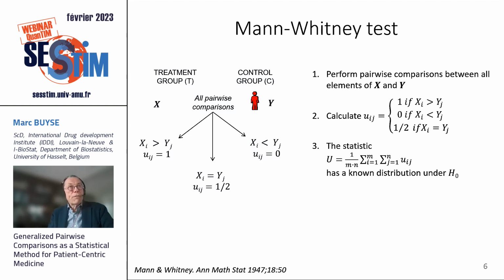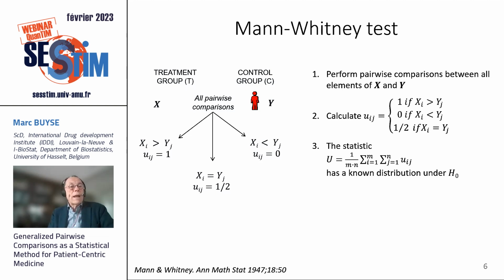And then remember we have a continuous outcome, and let's suppose that a larger value of this continuous variable is better. Then if xi is larger than yj, that means the treated patient in this pair does better than the control patient. And in that case, we give a score to this pair, and we call this score uij.